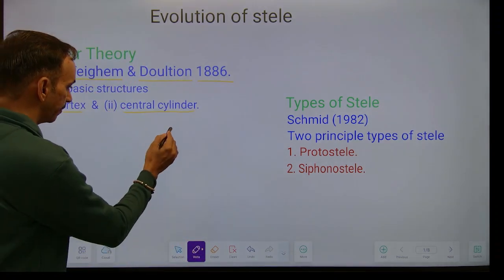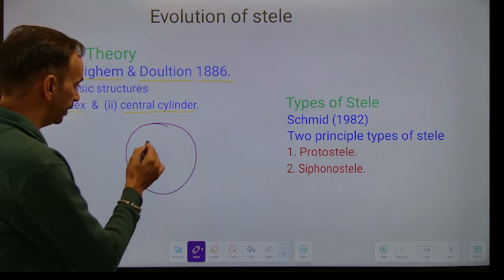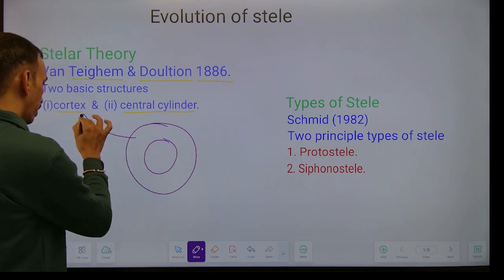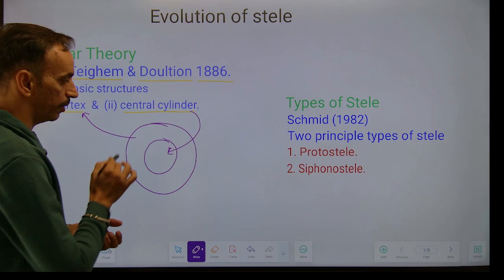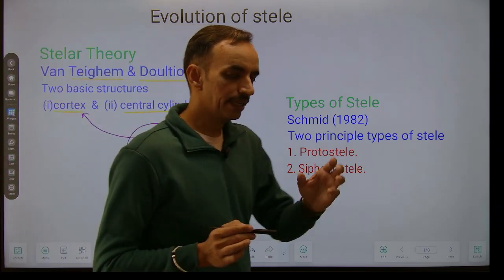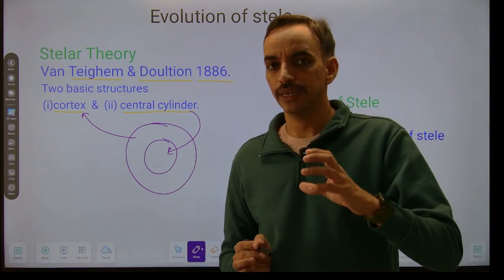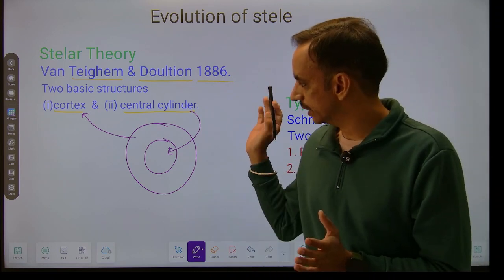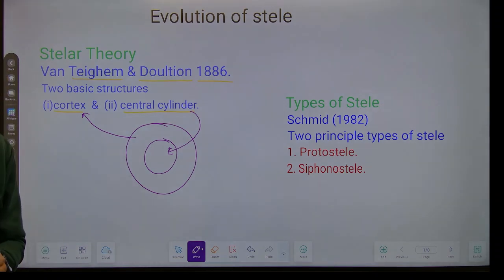Simply we can say that if we take the section of root or the stem, they have an outer cortex, while the central part is made up of the vascular tissues, which is called the central cylinder. So we can say that the roots and the stems have two basic structures: one is the outer cortex and the other is the central cylinder, as per the Stelar theory.